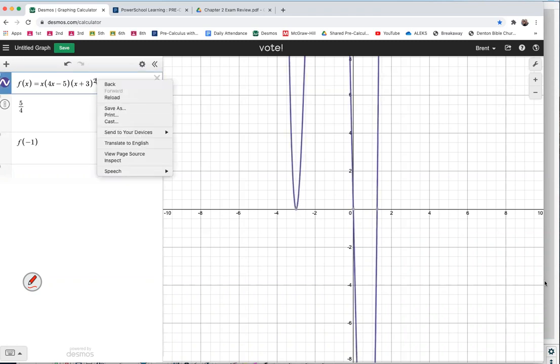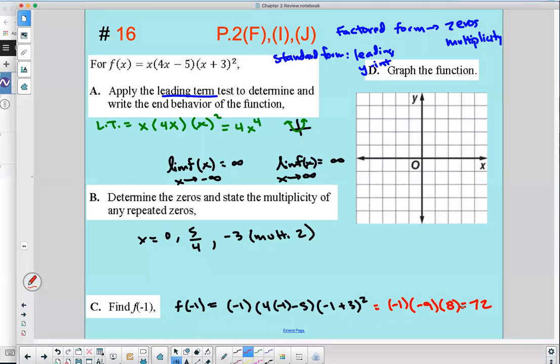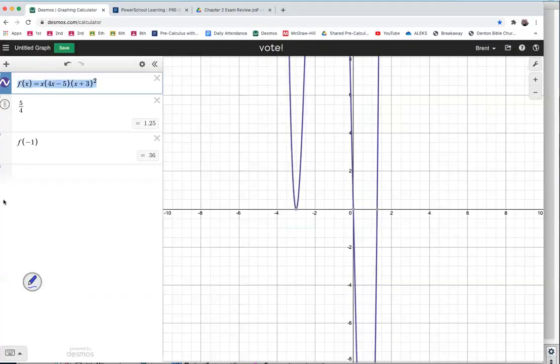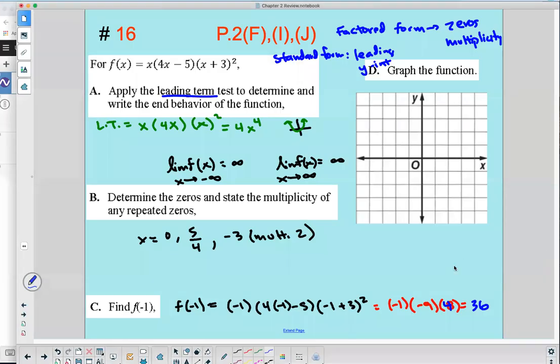Oh, I cubed it. It's not a cube here. It's a square. That should have been a 4, and that would have given us 36. There we go. Okay, and you can look at the graph. That's what it looks like. So the calculator is more reliable than me anyways. That's for sure.